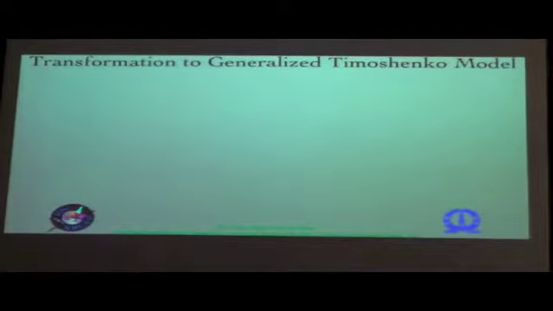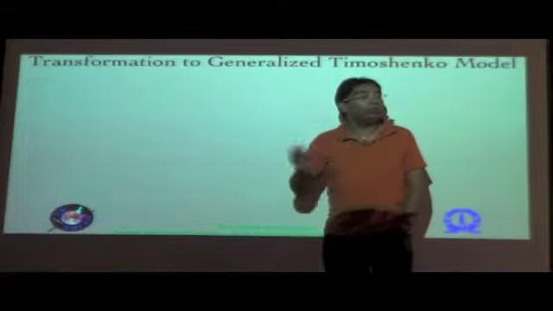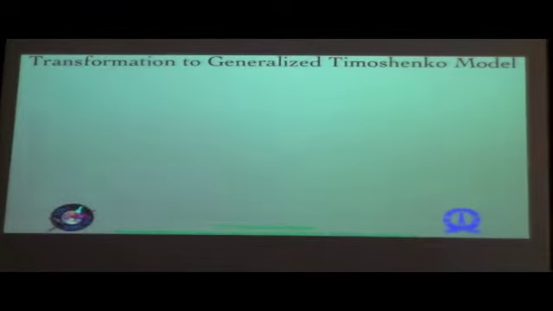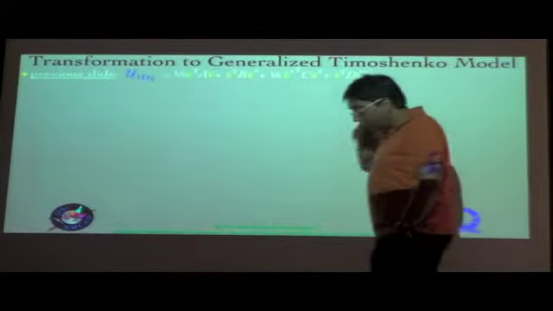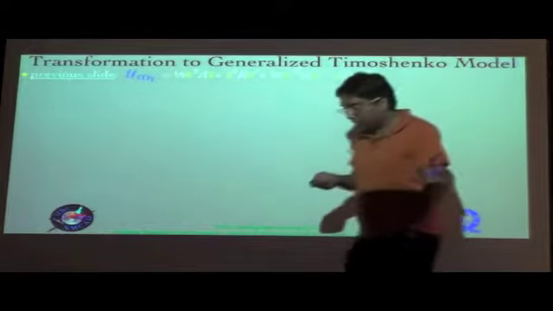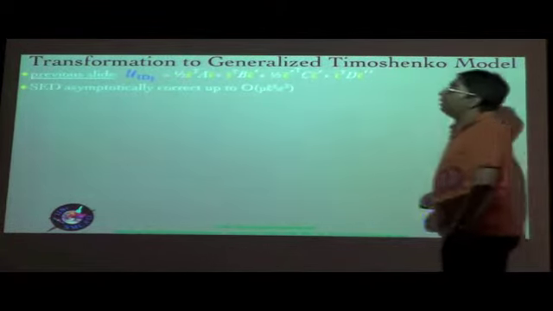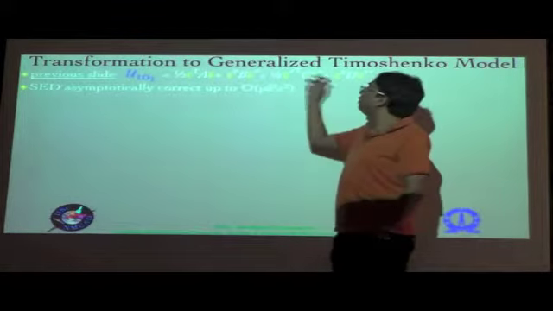So how do we go about transforming this to a generalized Timoshenko model? This is done in more detail in your book. I'm not going into all the details, but just giving an outline of how it is done. So the previous slide, this is the asymptotically correct refined theory's energy that we had for unit length. The strain energy density is asymptotically correct. You can verify that.